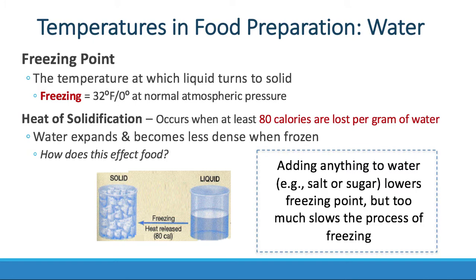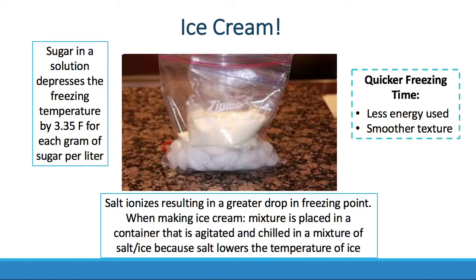Another important characteristic of water related to freezing point is that the addition of any sort of solute, so for example salt or sugar, actually lowers the freezing point. Okay. But if we add too much salt or sugar, we've actually really slowed that freezing process down. So we might use the lowering of this freezing point in some of our cooking methods. An example might be in ice cream. When we make ice cream, we want to freeze it quickly.